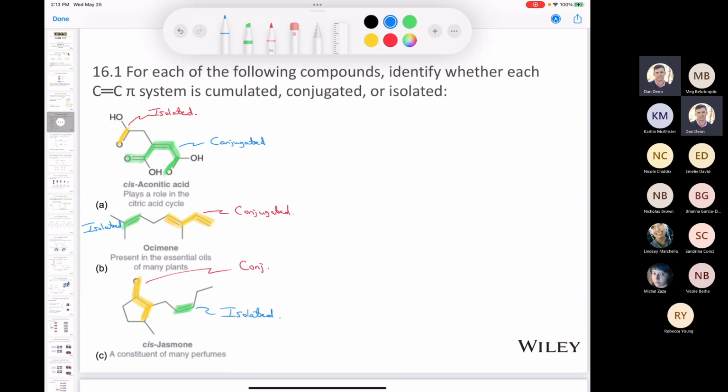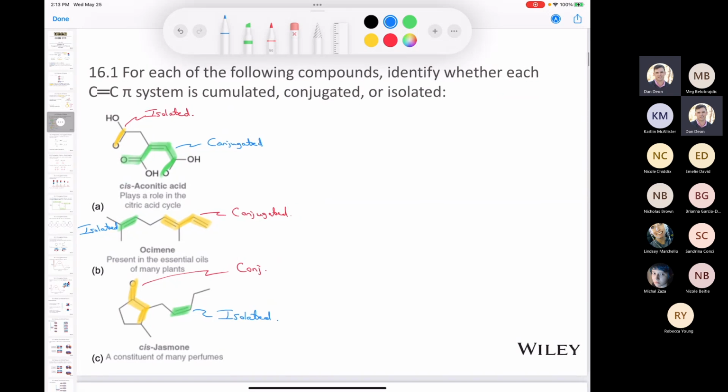Yeah, cumulated, again, cumulated looks like this. So if we have a double bond and then we have another double bond directly attached to it with a carbon in the middle, all right? So if you have a compound like this, we call that allene. All right, there we go. So this would be cumulated. All right, yeah, there you go.